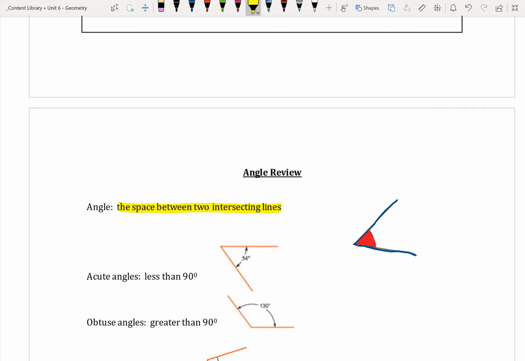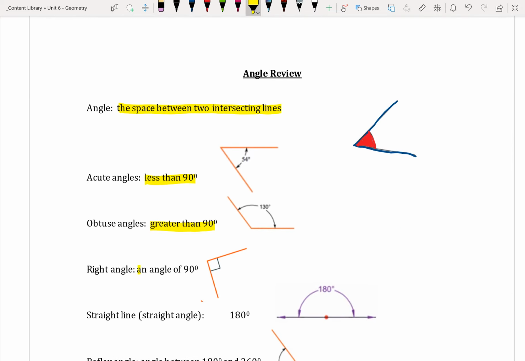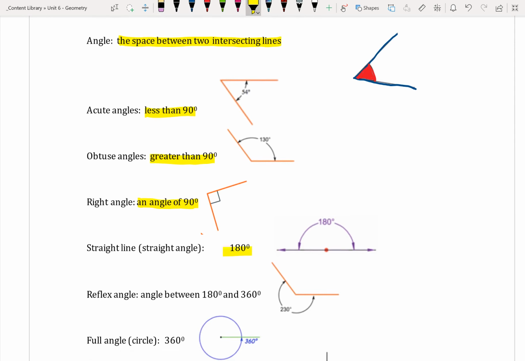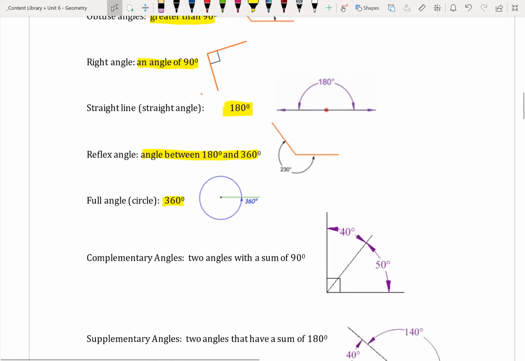Acute angles are less than 90 degrees. Obtuse angles are greater than 90 degrees. A right angle, we've talked about this with perpendicular lines, is an angle of 90 degrees. A straight line or a straight angle is 180 degrees. So whenever you see a straight line, it has to be 180. A reflex angle is an angle between 180 and 360 degrees. If you have 360 degrees, you have a circle or a full angle.